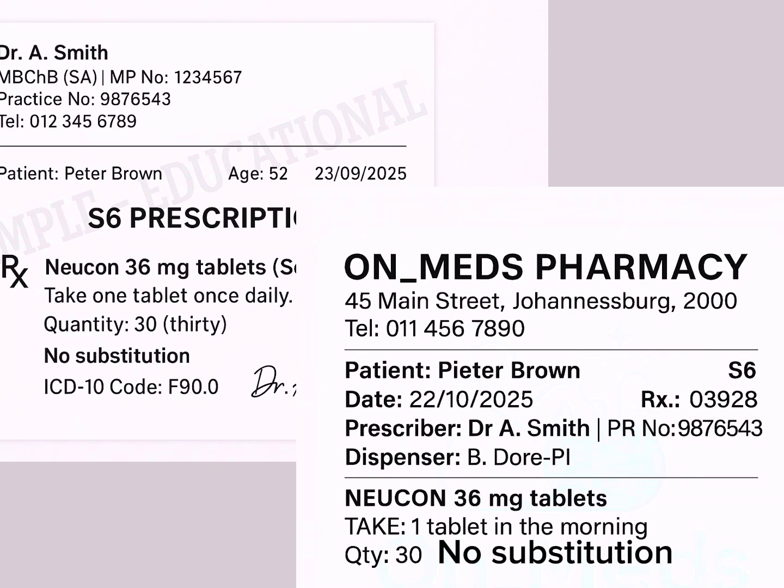And then the prescriber is our Dr. A. Smith, as you can see, and there is a PR number there, and it still matches the one on the prescription. And the dispenser is BDO-PI. That PI, as I said, means pharmacist intern. Pharmacist interns are allowed to dispense Schedule 6, and with the new pharmacy technicians coming into practice now, they are also allowed to dispense Schedule 6 prescriptions under direct supervision of a pharmacist. Pharmacist interns as well are allowed to dispense Schedule 6 prescriptions under direct supervision of a pharmacist.